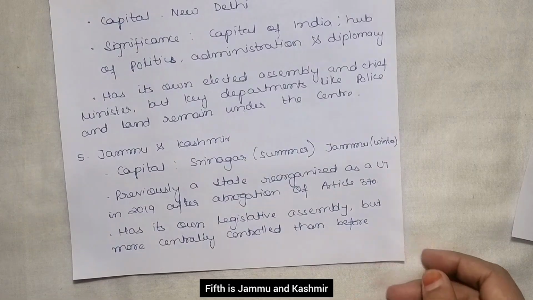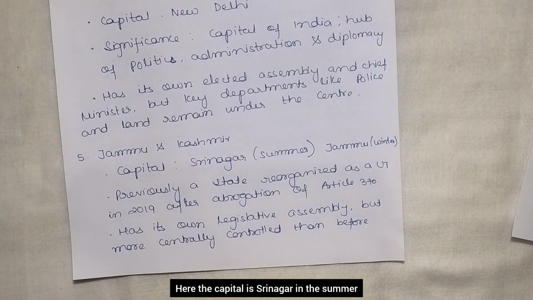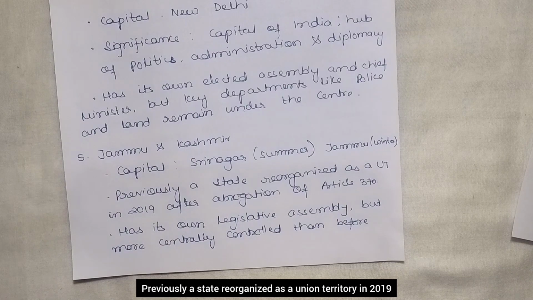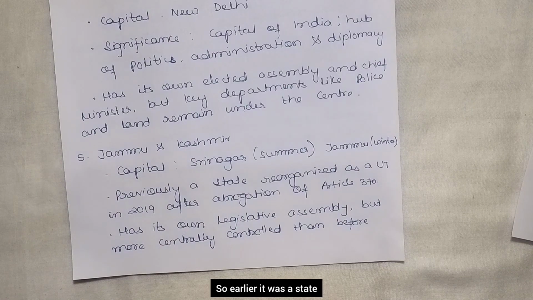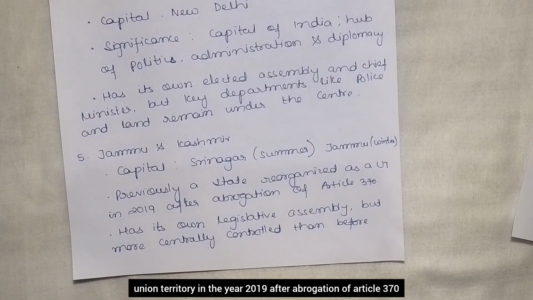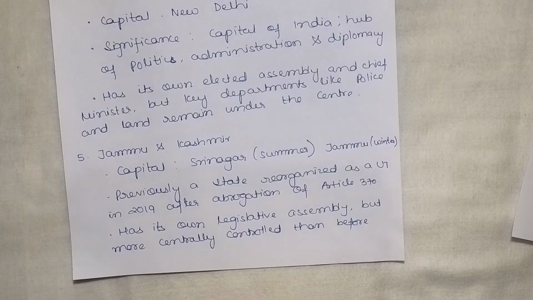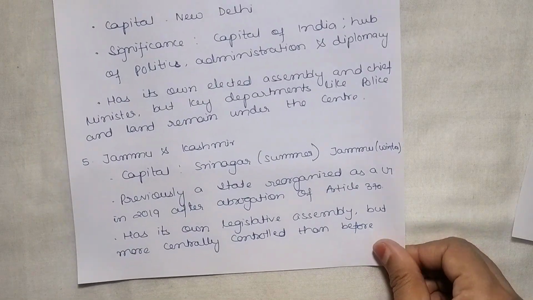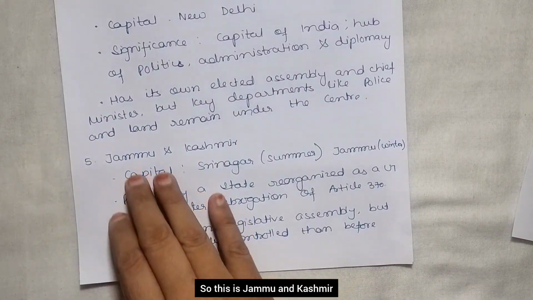Fifth is Jammu and Kashmir. Here the capital is Srinagar in the summer and Jammu in the winter. Previously a state, it was reorganized as a union territory in 2019. So earlier it was a state and later it was reorganized as a union territory in the year 2019 after the abrogation of Article 370. It has its own legislative assembly but is more centrally controlled than before. So even though it has a legislative assembly, it is more controlled by the center, right? So this is Jammu and Kashmir.